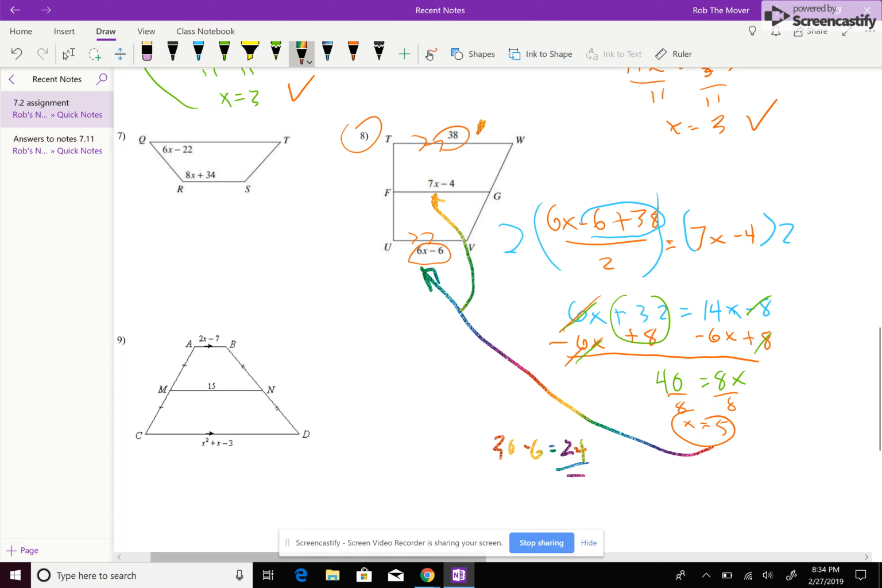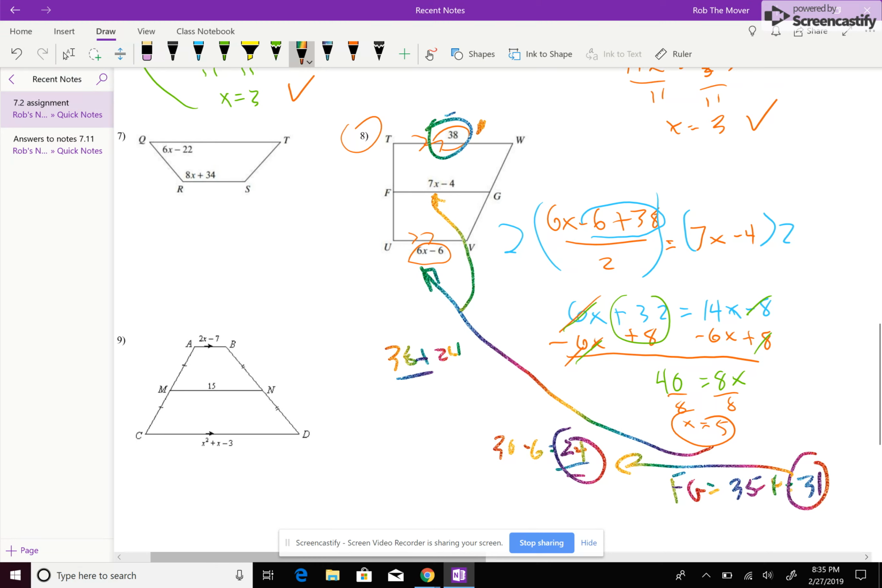Well, I better figure out the mid-segment. FG is 7 times 5 is 35 minus 4 is 31. So is 31 the average of 24 and 38? Well, from 31 to 24 is minus 7, but from 31 to 38 is plus 7, so it looks about right. And so we should get some tingles there. 38 plus 24 over 2 should give us 31. That's 62 over 2, 31. Okay, so that was a little bit more complicated.